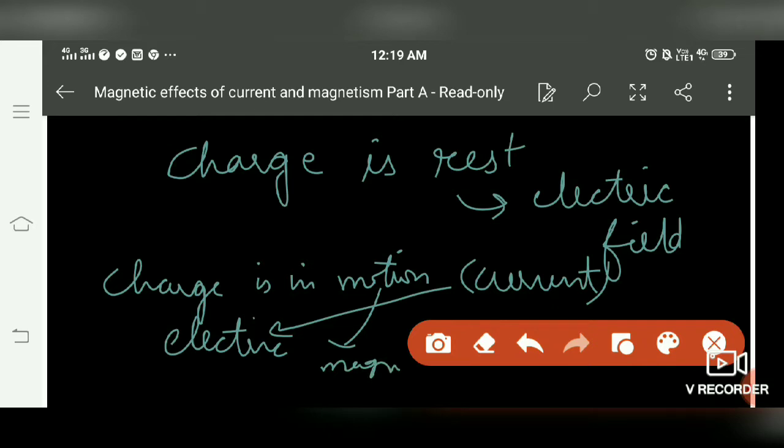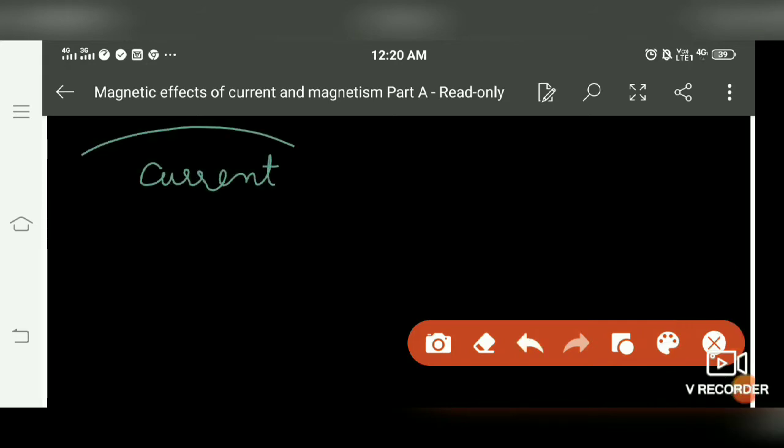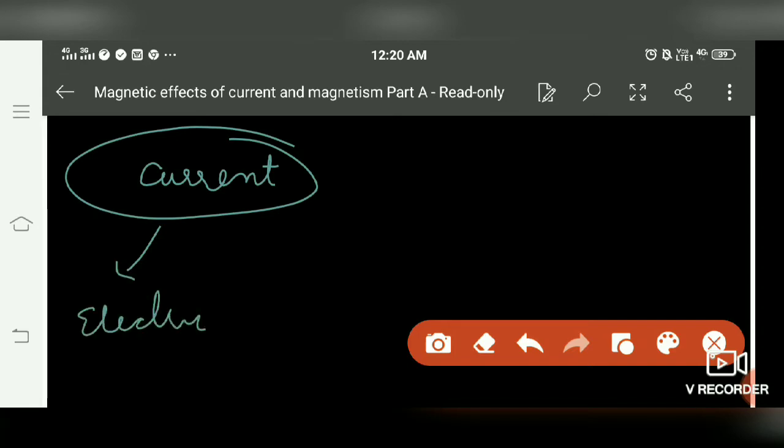In the previous chapter we have learned about current electricity in detail, where we had learned what are resistors, devices, and various applications of the current flowing through a device. Now in this chapter we will learn about the magnetic properties or magnetic effect due to current. So the current produces both electric field as well as magnetic field.